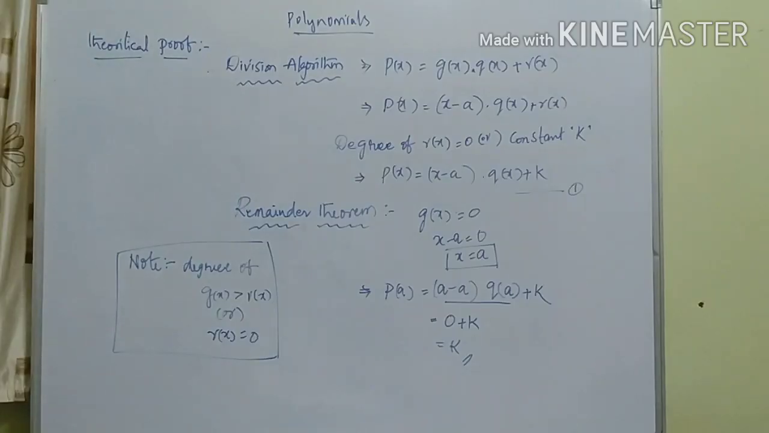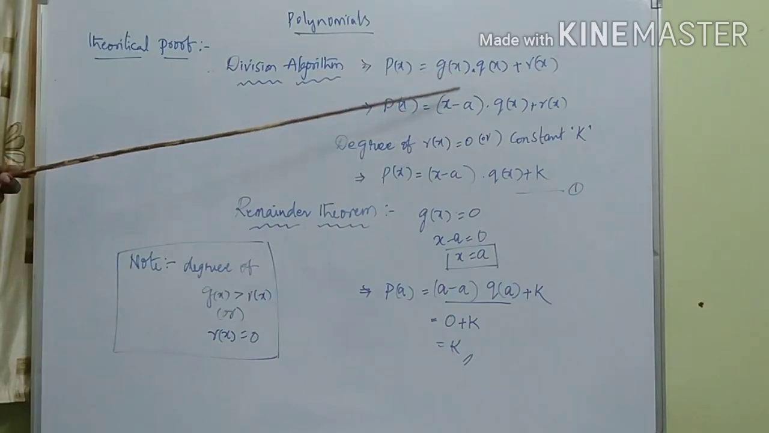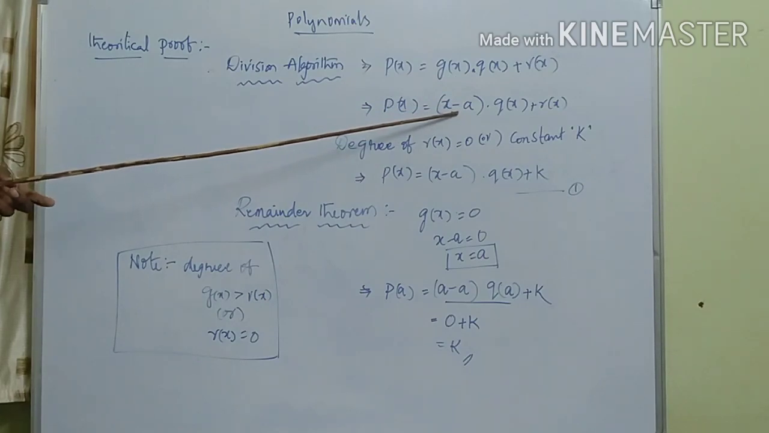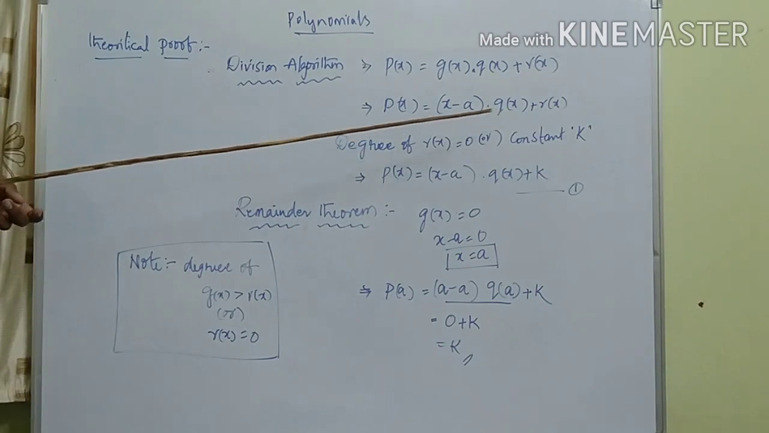So this is the theoretical proof. According to the division algorithm, we know the formula of the division algorithm. P of x is equal to g of x into q of x plus r of x. So p of x is equal to, and g of x is x minus a, so p of x is equal to x minus a into q of x plus r of x.